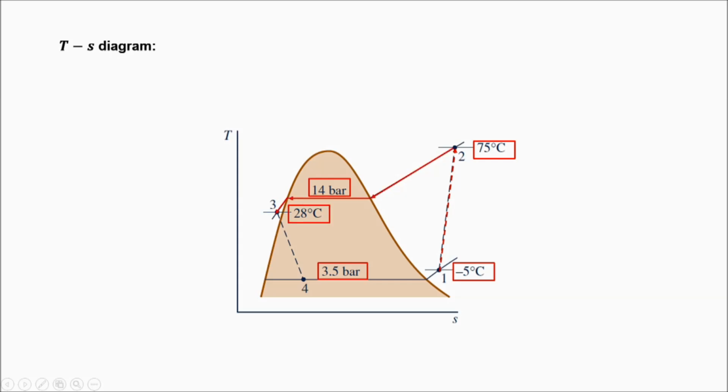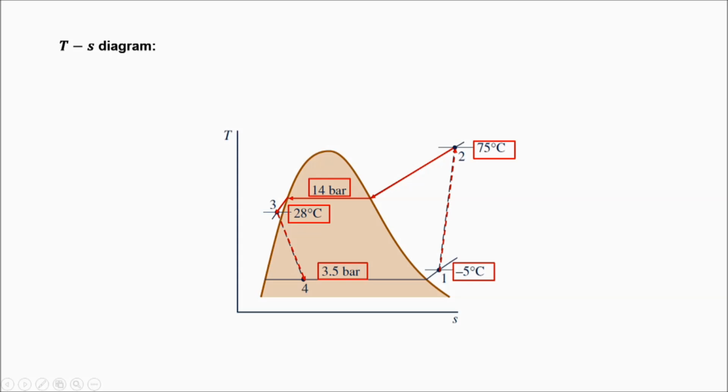The process from 2 to 3 is a cooling process at constant pressure. The process followed the isobaric line at 14 bar, first in the superheated region until we reach the saturated vapor state on the right side of the vapor dome at a temperature corresponding to the saturation temperature at that pressure. Then the refrigerant condenses at constant temperature through the vapor dome. Once we reach the saturated liquid state on the left side of the vapor dome, the cooling process continues to a subcooled or compressed liquid state for state 3 at a given temperature of 28 degrees C.